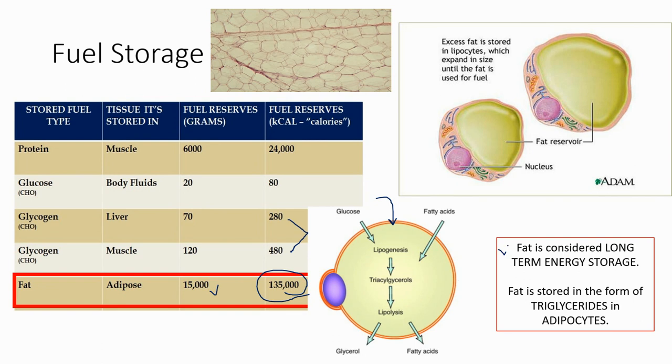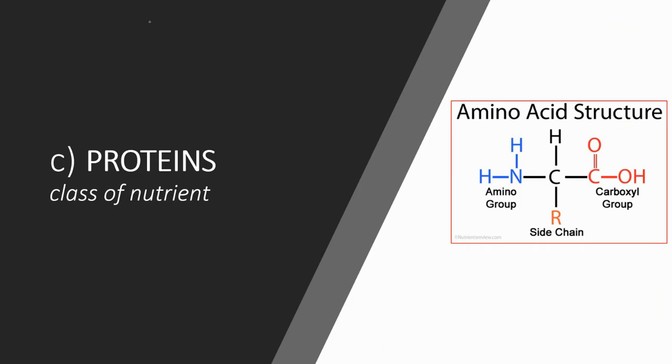So fat is considered long-term energy storage as opposed to carbohydrates, which are your short-term energy storage in the form of glycogen. Fat is stored in the form of triglycerides in cells known as adipocytes. And if you remember from histology, right there is a histology slide showing adipose tissue. And that concludes our lipids.